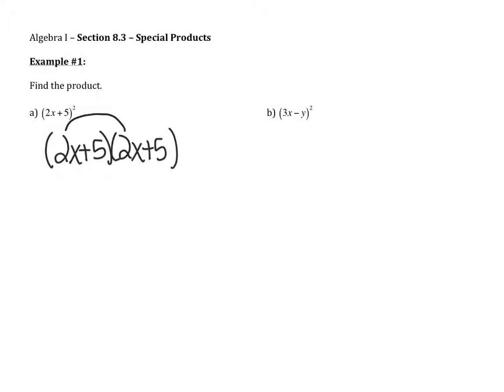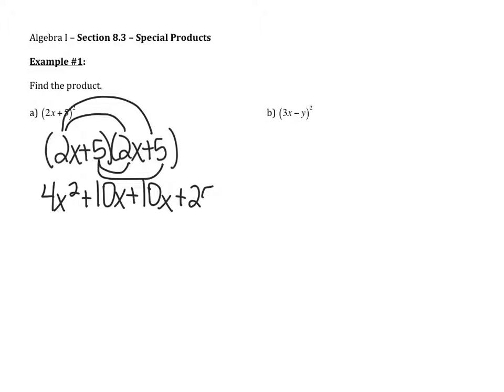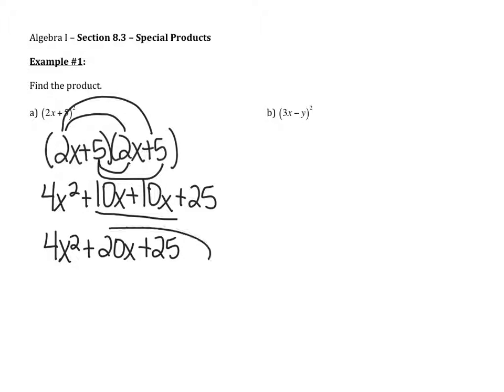So we have 2x times 2x is 4x squared. 2x times 5 is 10x. 5 times 2x is 10x, and 5 times 5 is 25. So again, we would just combine like terms. So we'd have 4x squared plus 20x plus 25. So this would be the product.